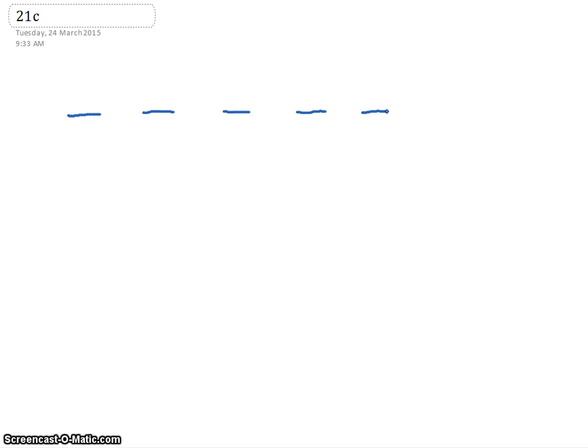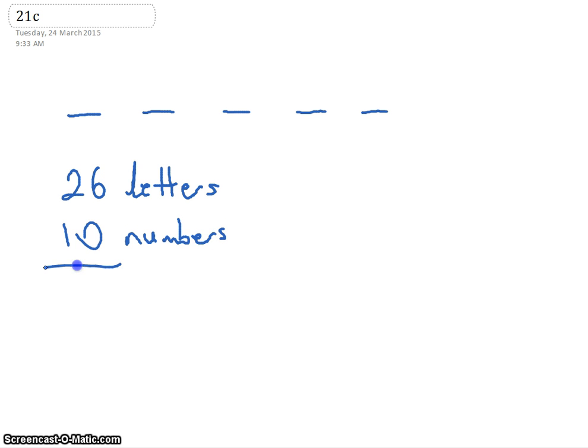How many letters are there? Hopefully you're going to say 26. Okay, so it's 26 letters. But we're talking about for each one. And 10 numbers. Which gives you a total of how many? Each one can have 36 different possibilities. Does that make sense? 0, 1, 2, 3, 4, 5, 6, 7, 8, 9. Yeah, because there's only one digit. Okay, so we've got 36 different things in there.